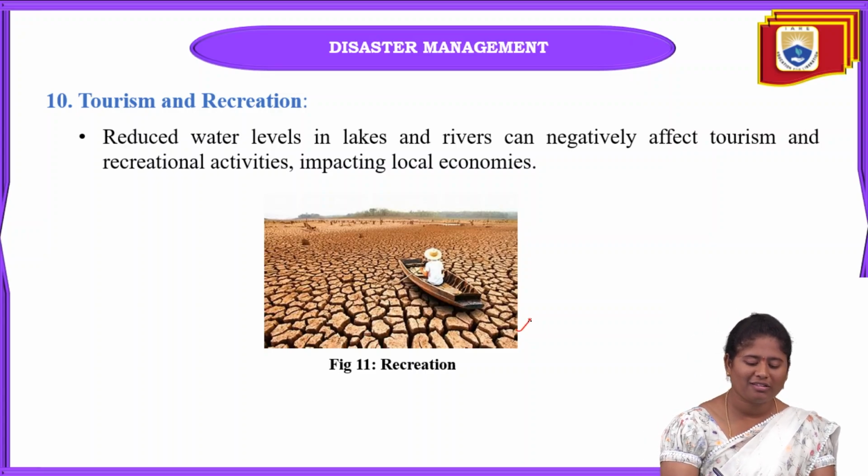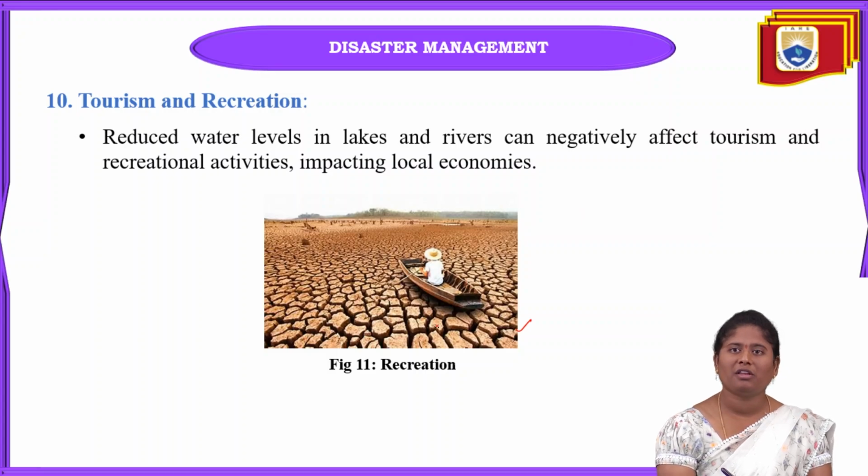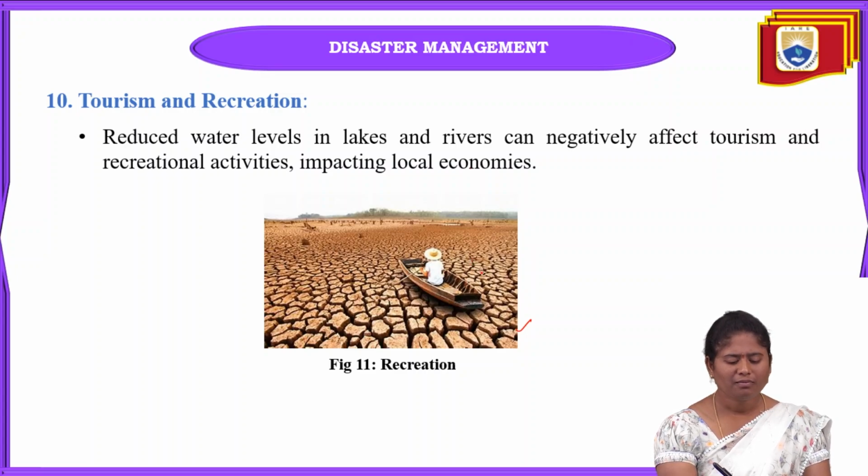Why? Because here you can see this picture. When the water is there, so many people can go for boating, or fishing, swimming, like that. But with these droughts happening, we can see how this overall soil is dried up. They can't go in the boat also, as that is not going to move. So that will impact the overall recreational activities, and tourism also will be impacted. And directly it is going to impact the local economies also.